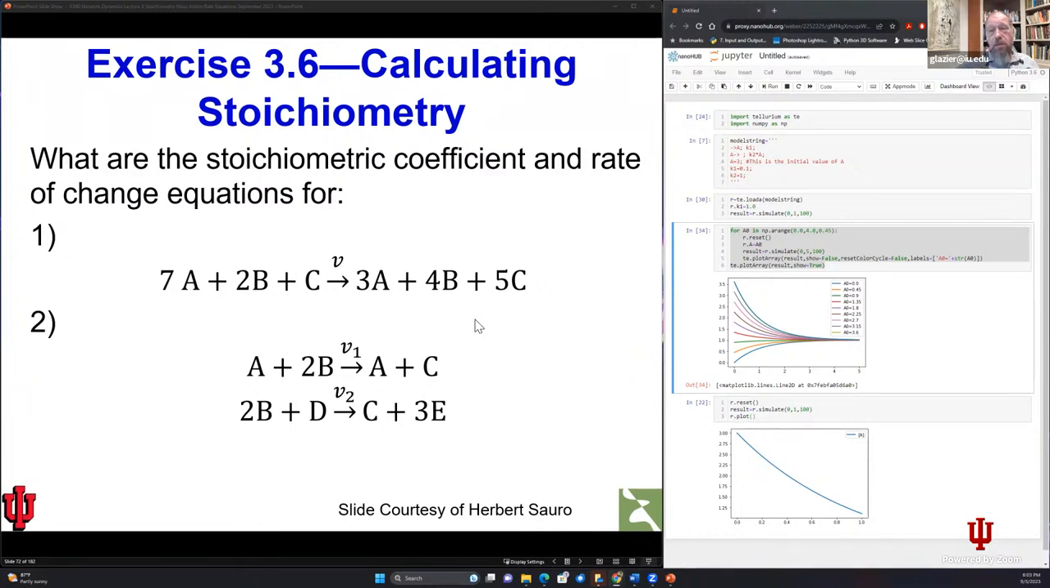The first one is maybe too complicated. The second one has two rates. Why don't people just try number 2, the first line of number 2? So just look at this first line of number 2. A plus 2B goes to A plus C at a rate V1, and write out the ODEs for A, B, and C. Just take a minute to do that. Just check that you've figured out how that works. And I picked that one because there's a little bit of a trick in that one.